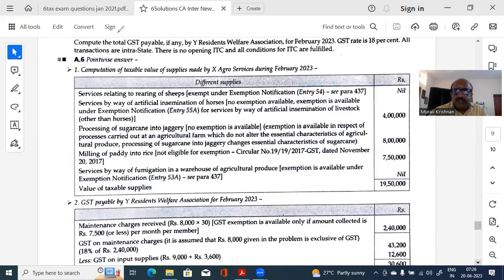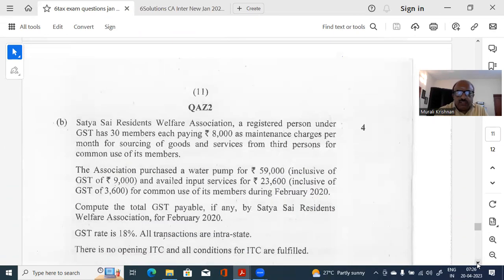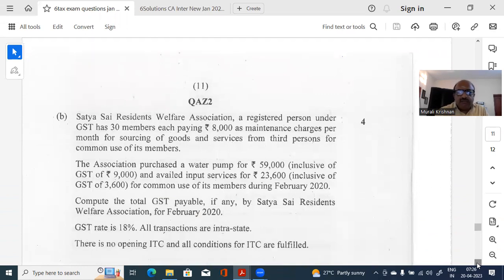Next part of the problem. Actually, I don't know how many marks. Yes, 6 marks only, I think. Let's see. Now, this is 6 marks, A part. Now, this is 4 marks. So, 10 marks you can easily get if you know it.